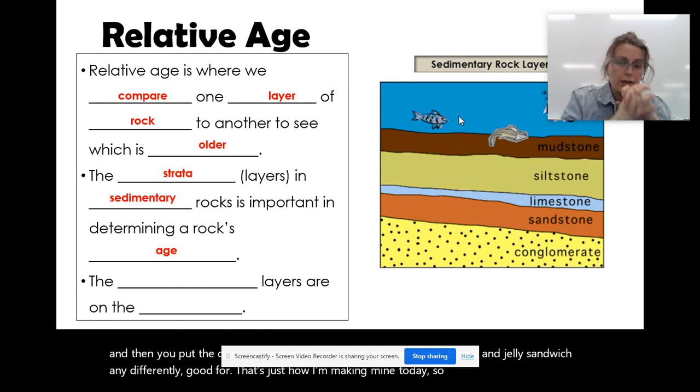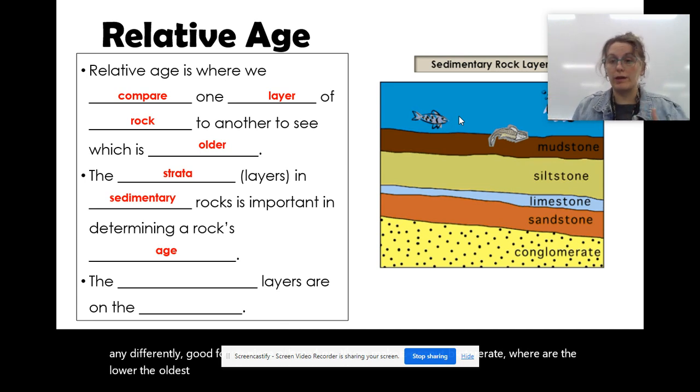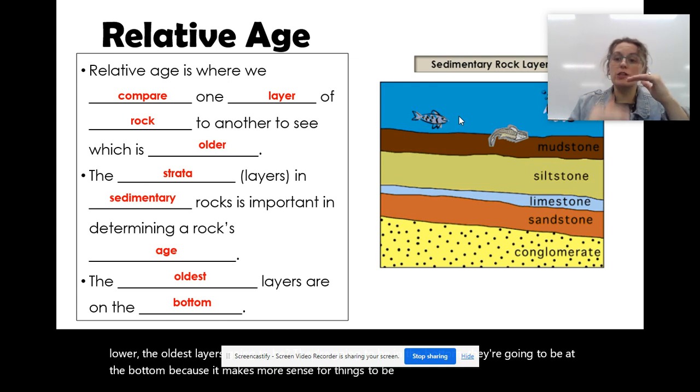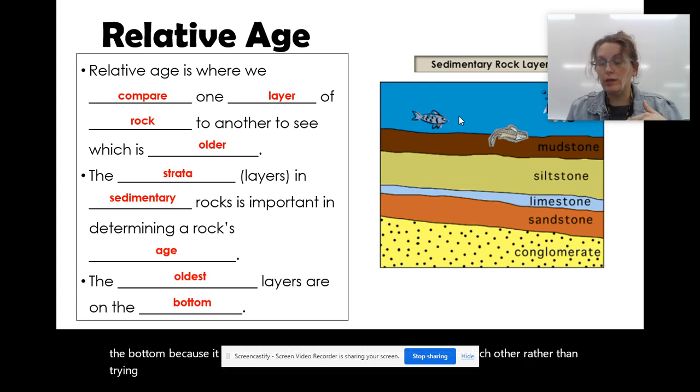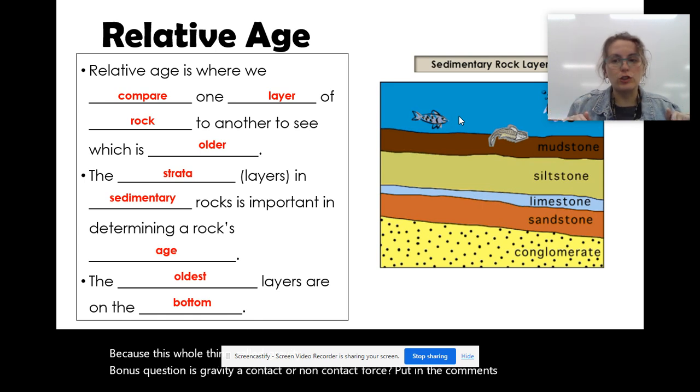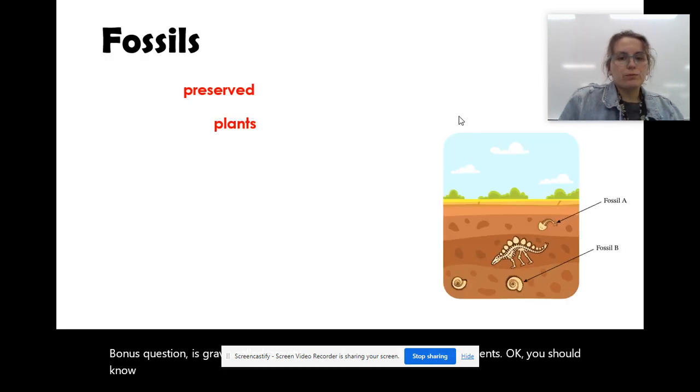So anyway, to reiterate, where are the oldest layers going to be? They're going to be at the bottom because it makes more sense for things to be laid on top of each other rather than trying to work down, because of this whole thing called gravity. Bonus question: is gravity a contact or non-contact force? Put it in the comments. Okay, you should know.